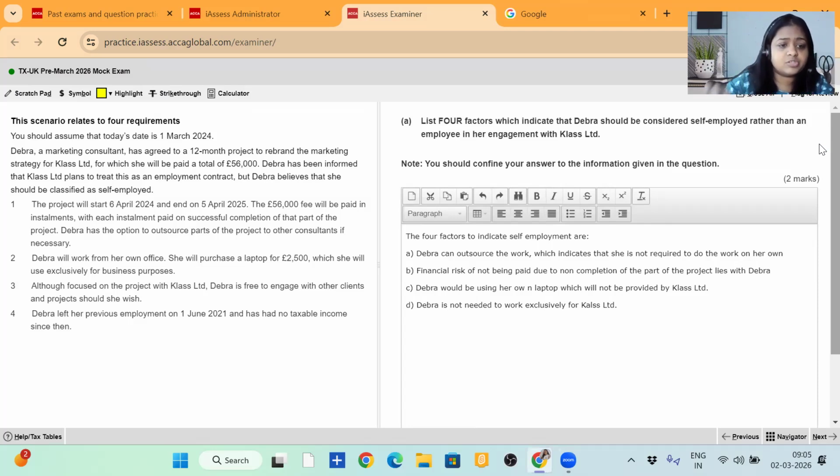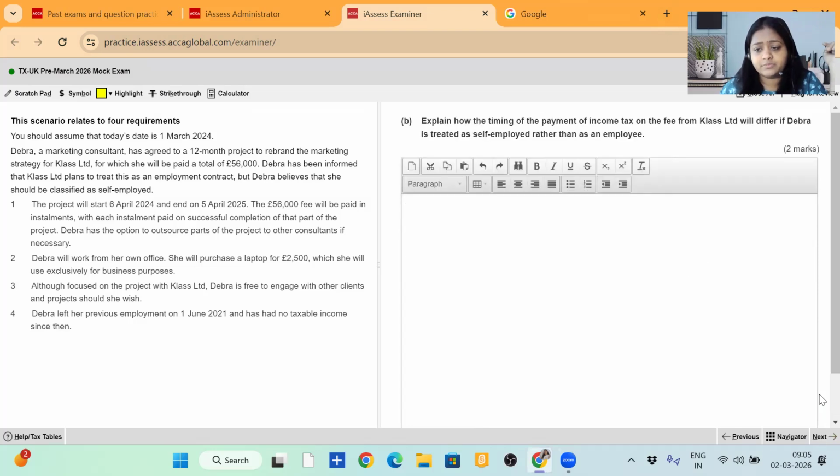Let's see the last one also. Deborah left her previous employment on 1st June 21 and has had no taxable income since then. It is not a valid point to consider. Okay, so done. Let's go to the next one.